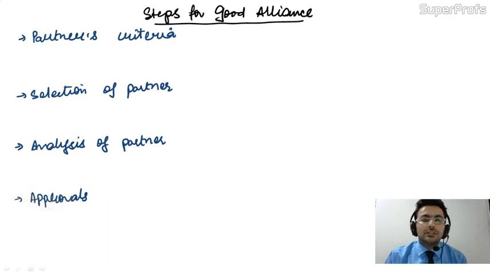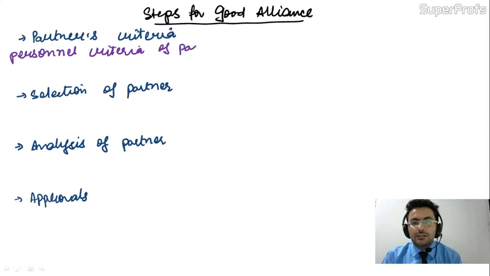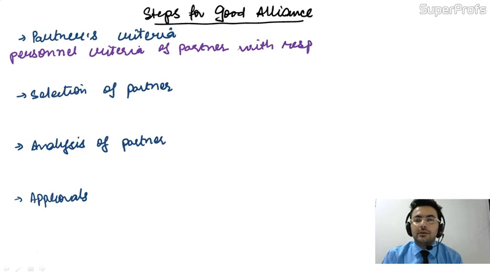So what is partners criteria? Steps for a good alliance mean that if I'm looking for an alliance, that alliance can be either good or bad. So how can that alliance be made good? For that, some steps have been laid down. First of all, partners criteria, that means personnel criteria of the partner with respect to the organization.